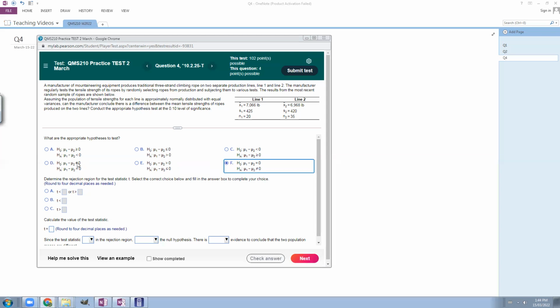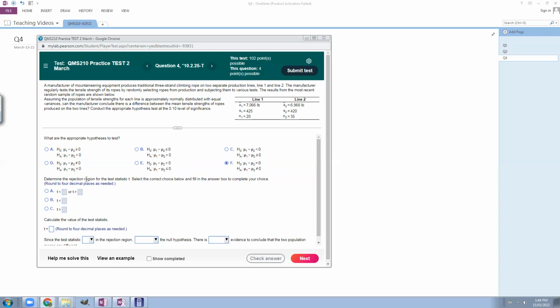D's null hypothesis has a not equal sign, and that's impossible. A null hypothesis will never have a not equal sign. A null hypothesis could only have an equal sign. So D could never be the answer to any question. And F is the answer to the question here.